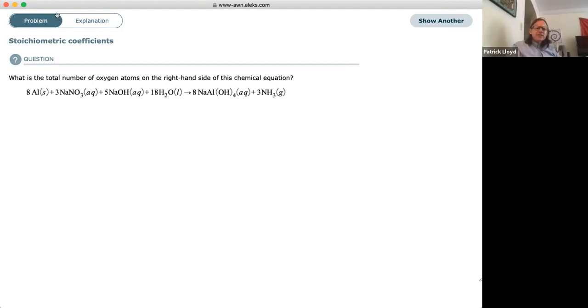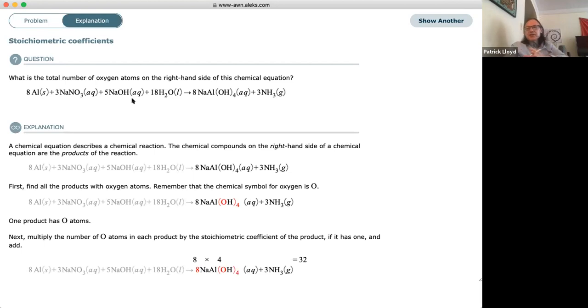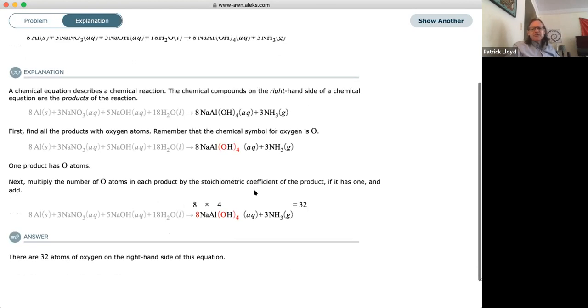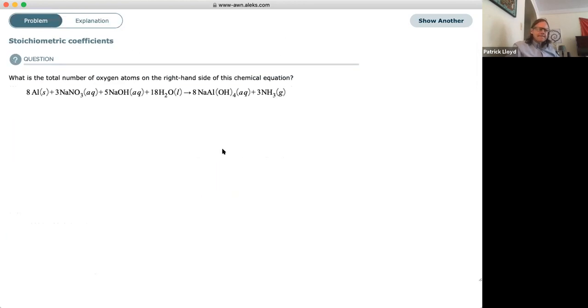Okay. Now, if you take a look at the explanation, their explanations will often be a little bit different from mine. And sometimes they leave steps out, little details here and there. But when they go through the explanation, they're saying, look, we're just counting up the number of atoms here. So it's going to work out to be like 32. Okay. Does that make sense?